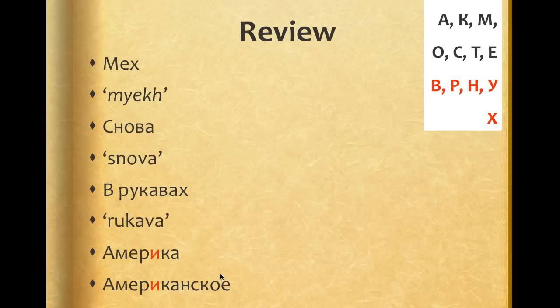Amerikanskoye. So that means American. This one means America. This one means Americans, like an American something. Great. So see how you can just use the powers of deduction and figure things out based on context. So you just figured out a new letter even though I didn't teach it to you. Congratulations.